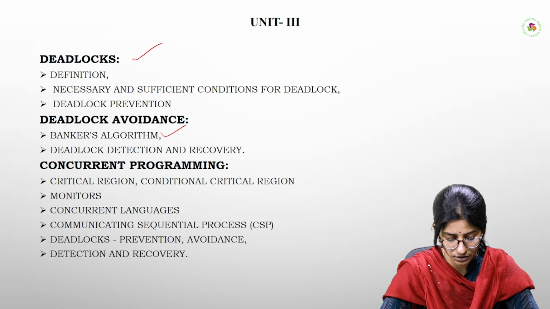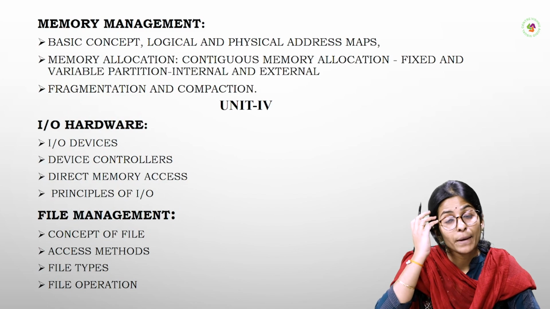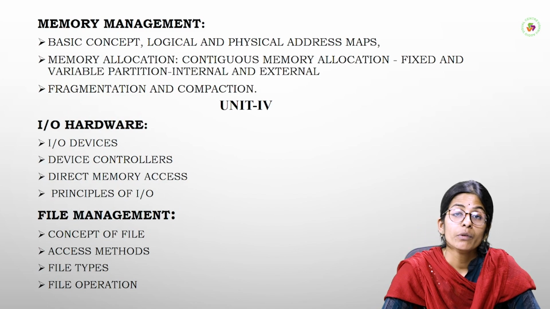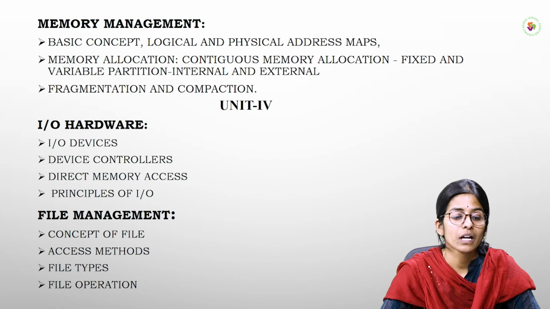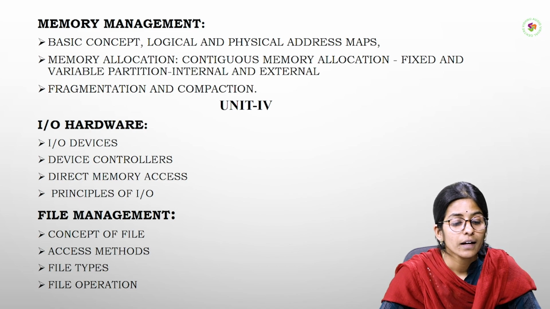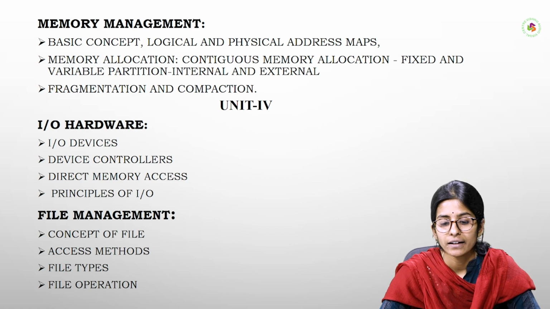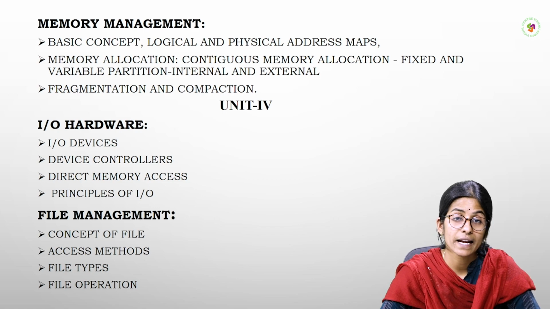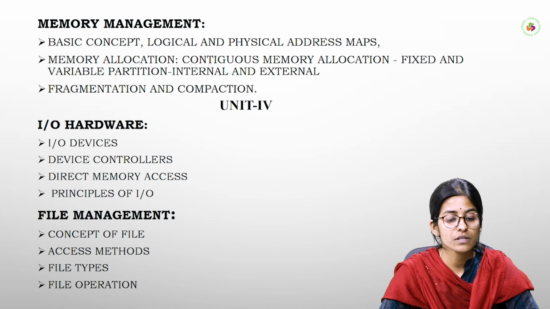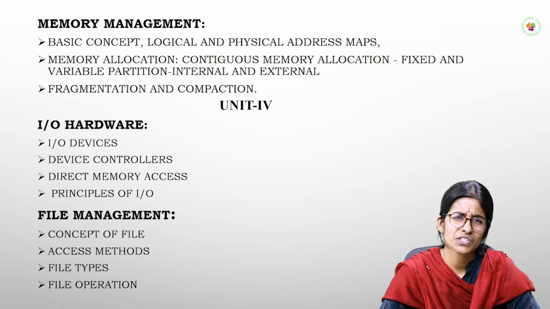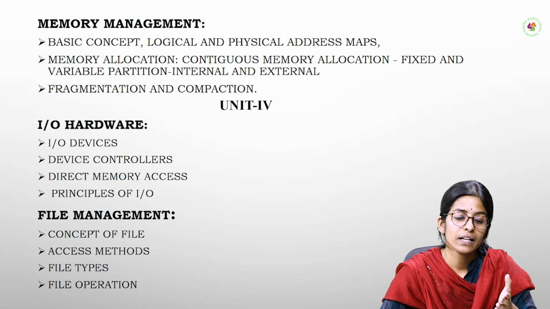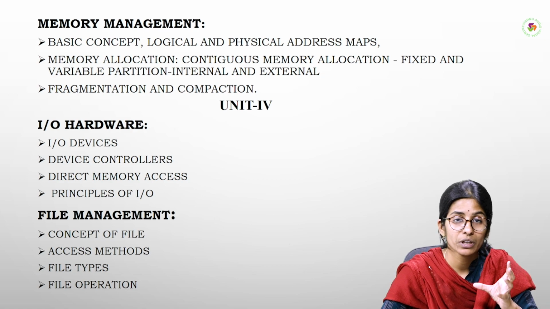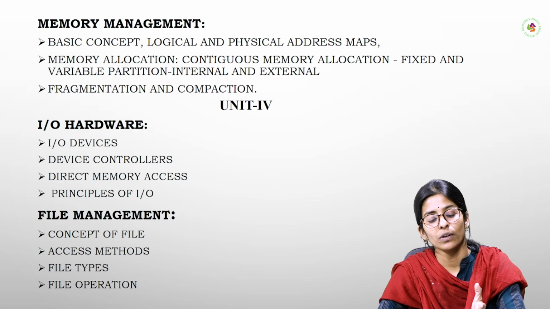After the deadlock topics, next, memory management. How we'll manage our memory in our OS. Those types of topics are covered in memory management. In this, memory allocation and contiguous memory allocation, fixed and variable partitions, fragmentation, segmentation and paging. So many types of memory allocation processes are there in memory management. We will cover these in this unit 3 only.